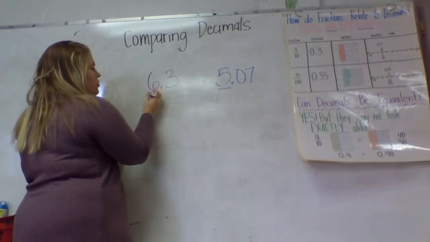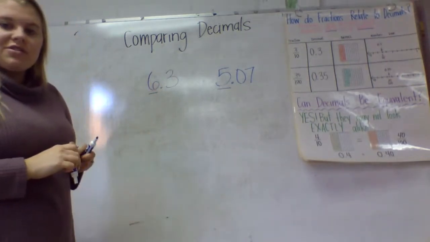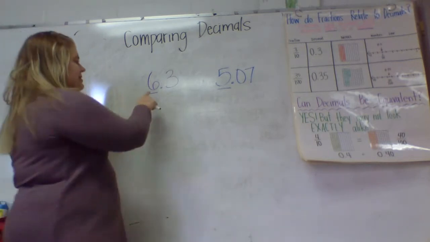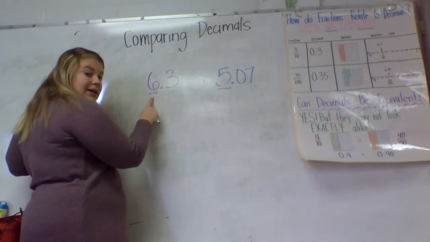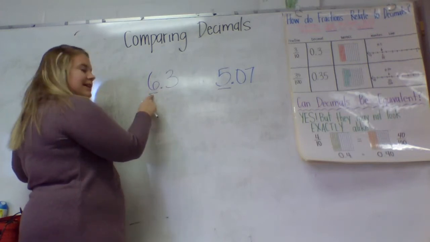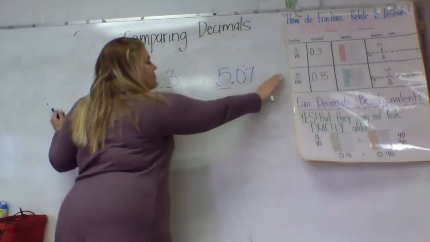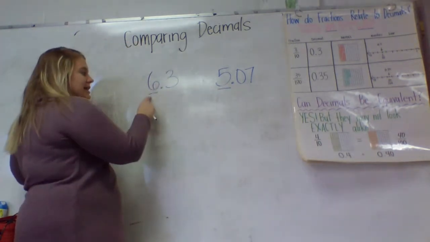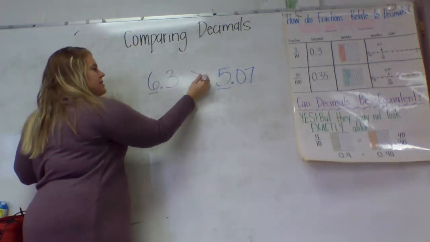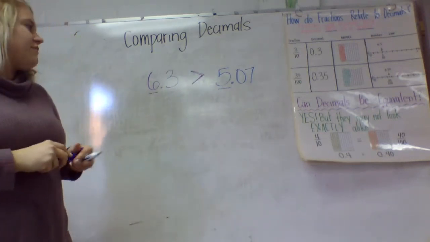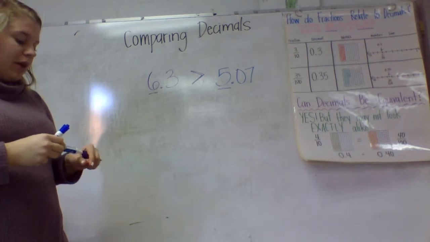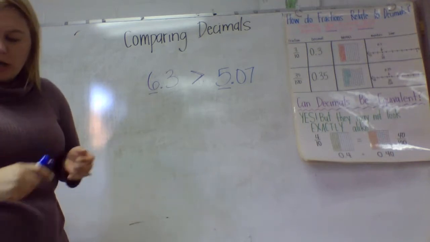So if I have whole numbers, that's where I'm going to start. Well, what do I know about 6? I know 6 is always bigger than 5. So no matter what decimal comes behind my 5, 6 is always bigger. So 6 and 3/10 will always be bigger than 5 and 7/100 because our whole numbers are bigger.